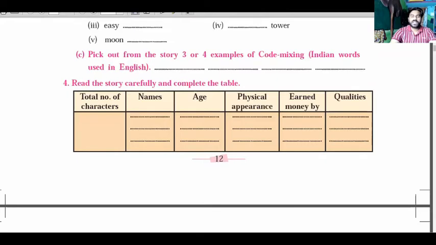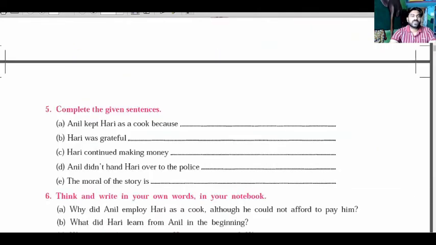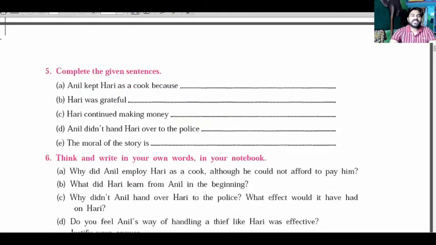So Anil's quality is that he is kind, a simple man, a lean man. And Hari's qualities are that he is grateful, eager to learn, sharp, and an opportunist. So these are the qualities of Hari Singh, who was the thief. Okay, so next on page five is an activity, and the activity is to complete the given sentences.